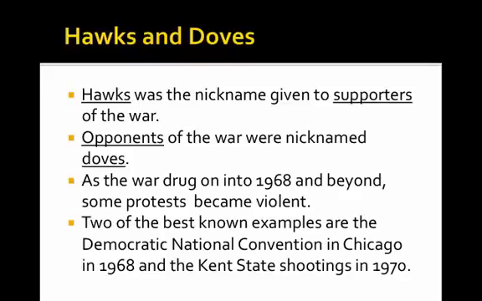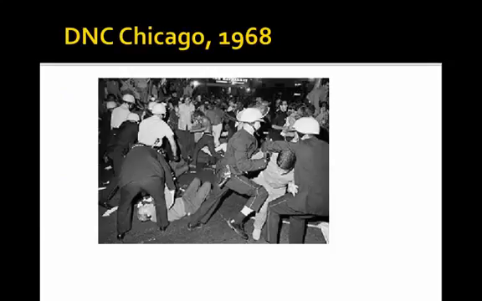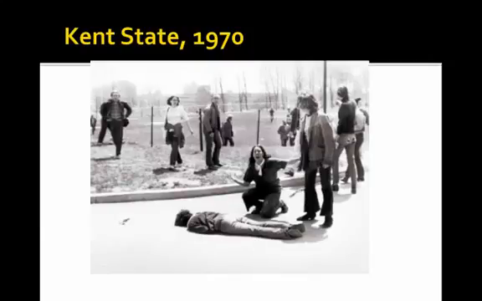And then, of course, the Kent State shootings in 1970 were protesters protesting at Kent State in Ohio, and some military police fired into the crowd of protesters, and 4 students were killed, 12 students were injured, and of course, again, those photographs and that footage was all over the news. So this is an image from the Democratic National Convention in Chicago in 1968 of policemen beating the demonstrators. And this is one of the more famous images from the Kent State shootings.